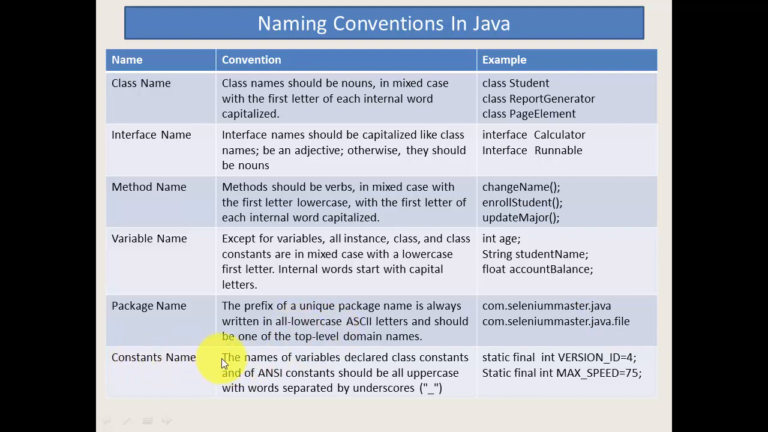Constants name. The names of variables declared class constants and of ANSI constants should be all uppercases, with words separated by underscores. For example, static final int version ID, static final int max speed. So static final means once we define the constant, its value cannot change.